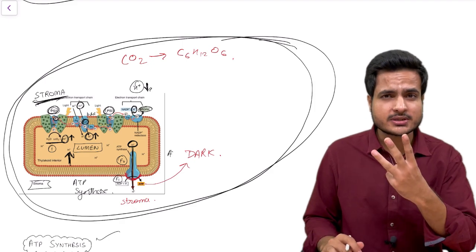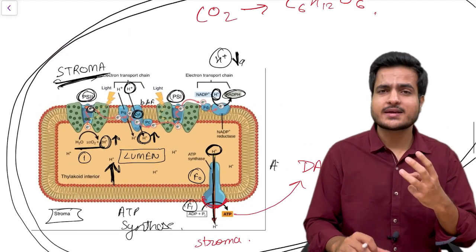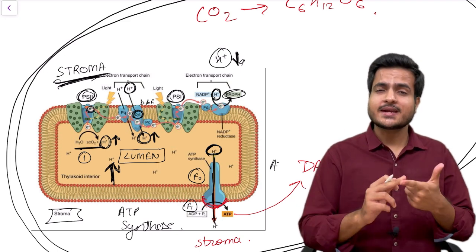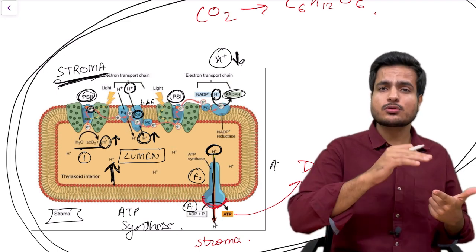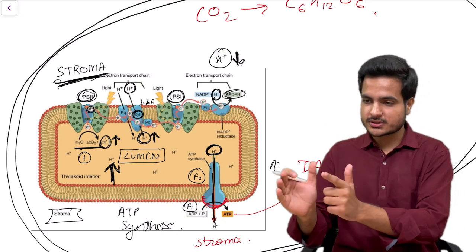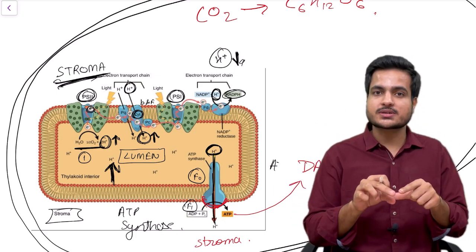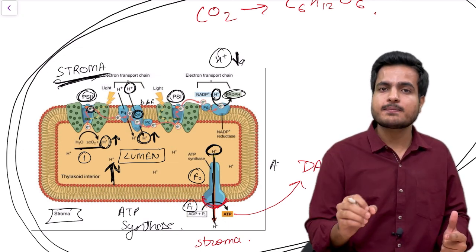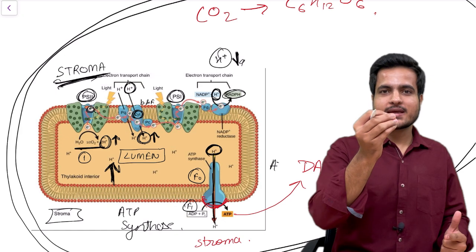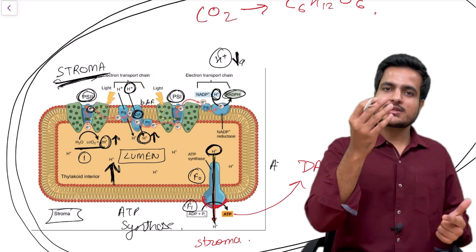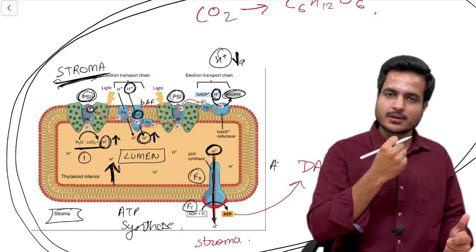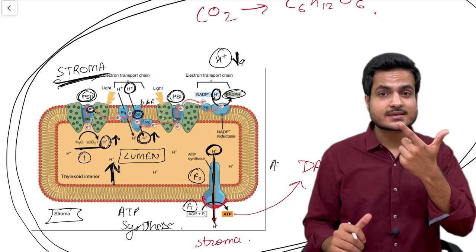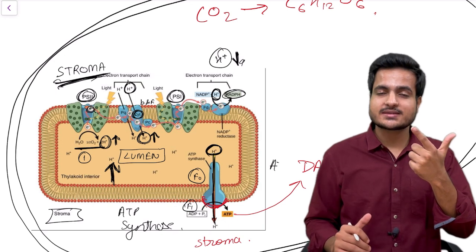There are three important steps which lead to the formation of this gradient. First is splitting of water occurring inside the lumen of thylakoid. Second is when electrons are transferred from photosystem 2 to photosystem 1 through the electron transport system, which is made up of cytochromes B and F particularly, they require hydrogen ions also along with electrons. So these hydrogen ions are taken from the stroma and are sent inside the lumen of thylakoid, therefore increasing the concentration of H plus ions inside the lumen.